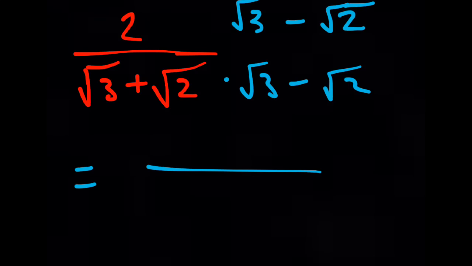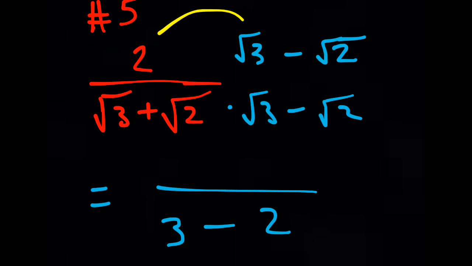Okay, so from here, on the bottom, I've just got to multiply the front together and multiply the back together. So square root of 3 times square root of 3 is 3. Square root of 2 times square root of 2 is 2. Then on the top, I have distributive property.